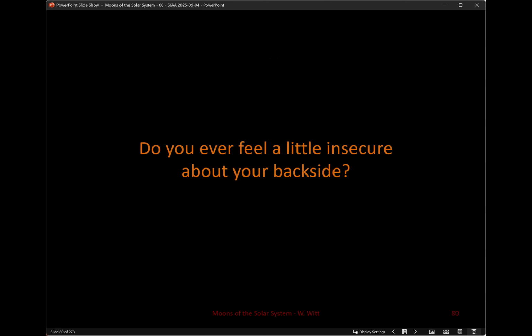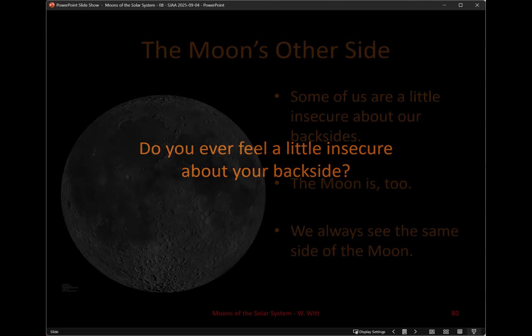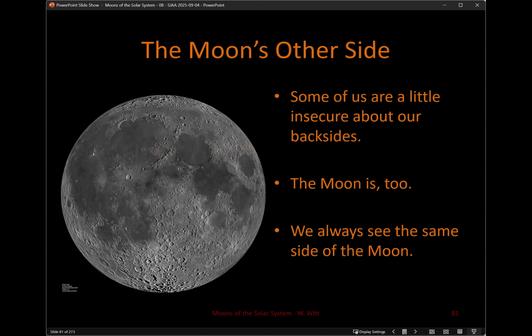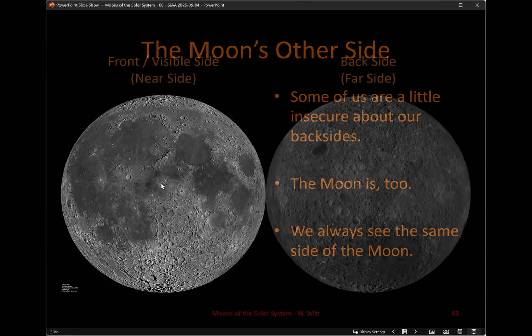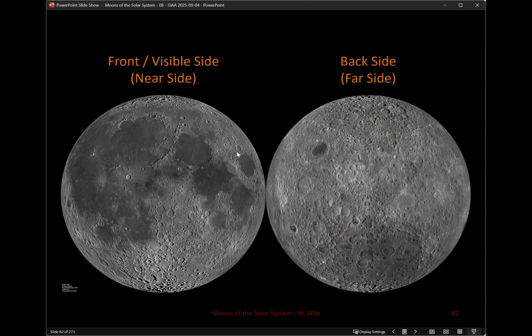Okay, now let me ask you, do you ever feel a little insecure about your backside? Kind of like, do these jeans make my butt look fat? Right? And it turns out that the moon feels a little insecure about its backside, because we always just see what we kind of consider the front. This is always how we see the moon whenever we look into the night sky. Now, but of course, there's a backside, and the backside looks like this.